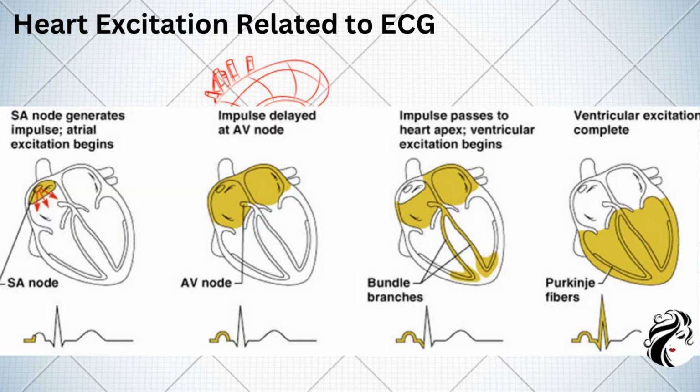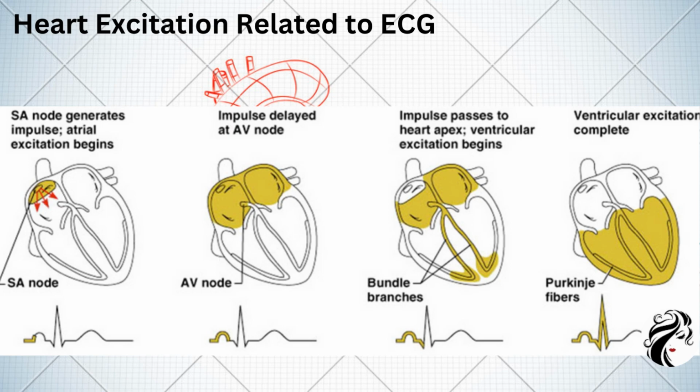In this slide, you will understand how the P wave and the other waves are generated in relation to heart contraction. First of all, the SA node generates the impulse, which is the beginning, and it creates a P wave, and the full P wave is made when the impulse is delayed at the AV node. When the SA node passes impulses to the AV node, the atria contract and it makes the whole P wave, which is known as atrial depolarization.